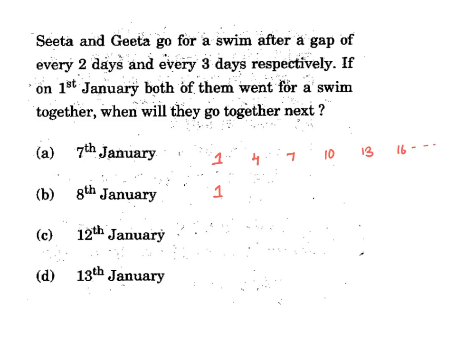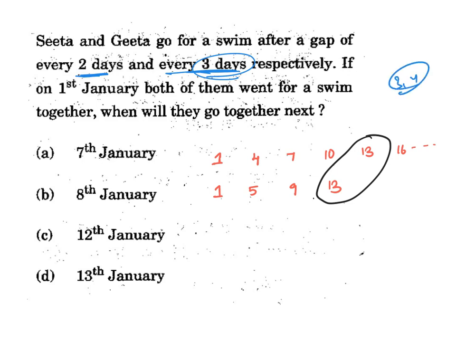The second one is a gap of 3 days, which means add 4 to this. So that is 5. Then after add 4, 9. Then after that 13. So together the meeting point is 13. By looking at it you can also say, because a 2 days gap means it's after every 3 days, and a 3 days gap means every fourth day. So LCM of 3 and 4 is 12. Add 12 to 1, that is on 13th, both of them will again go for a swim together.